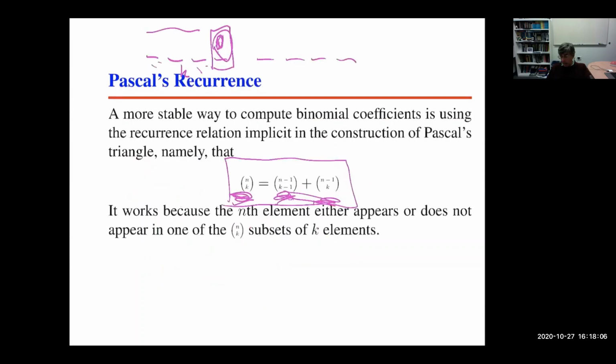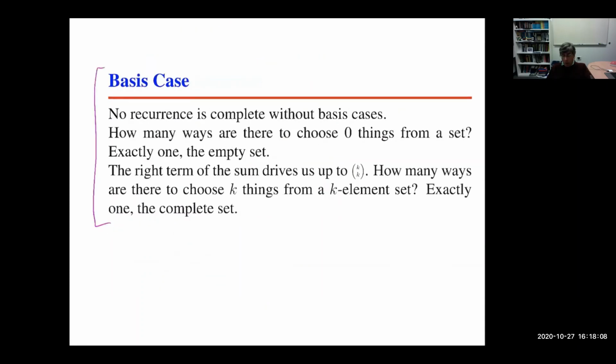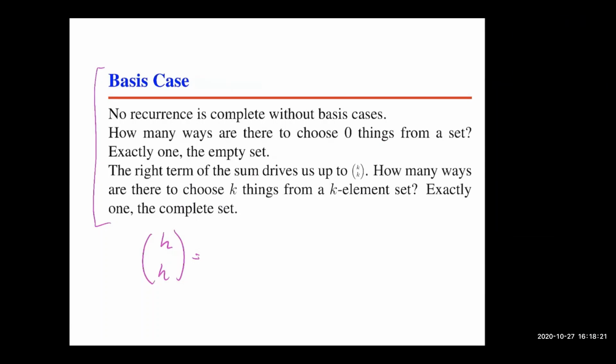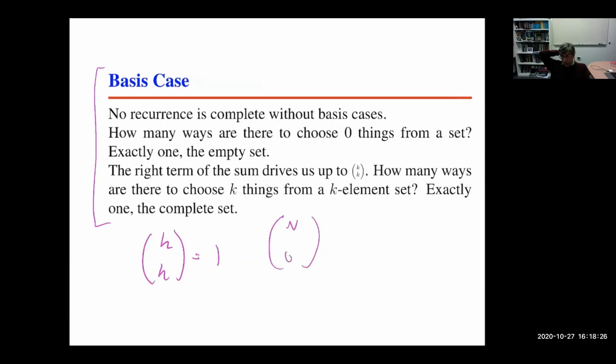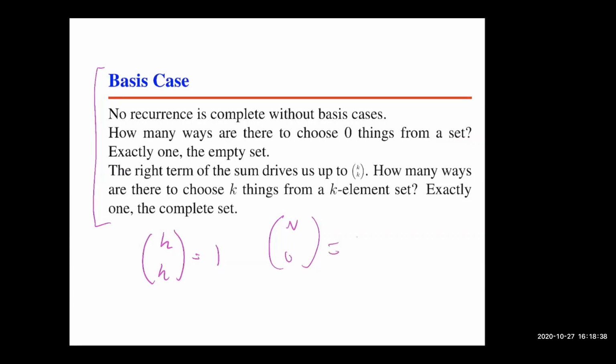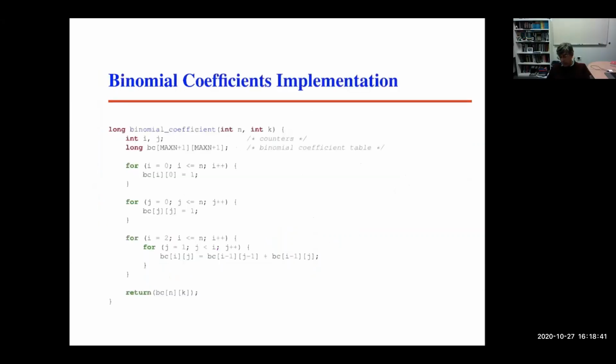And I claim that the basis cases are, well, one possibility is that we get to a case where we're choosing k out of k. How many ways are there to choose k out of k things? 1. The other question is, n choose 0. How many ways are there to choose 0 out of n things? 1. Okay, so these are the basis cases.